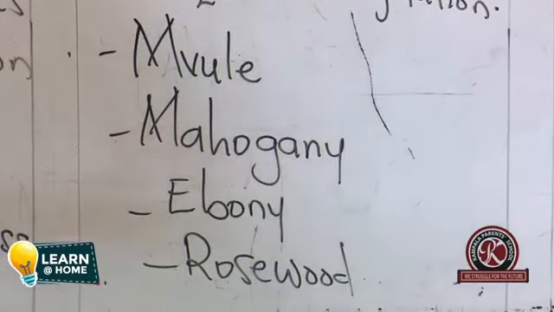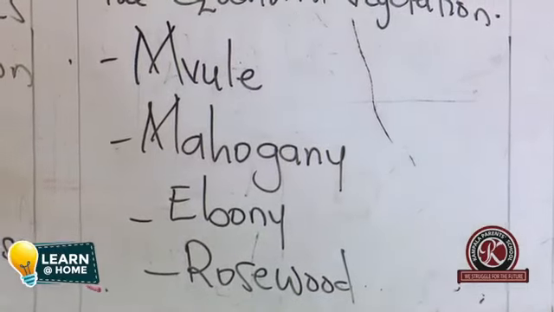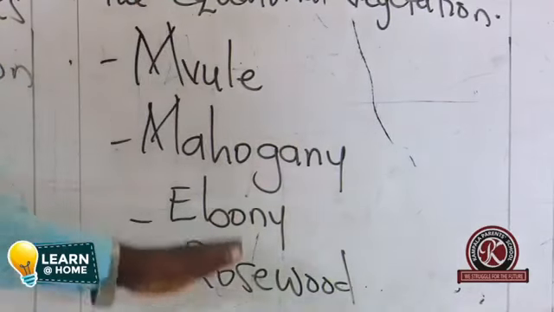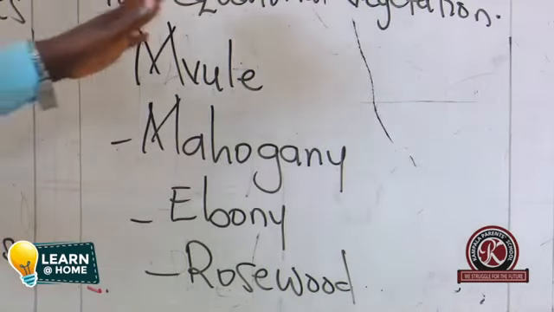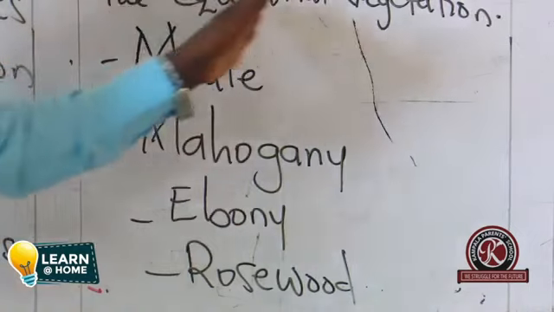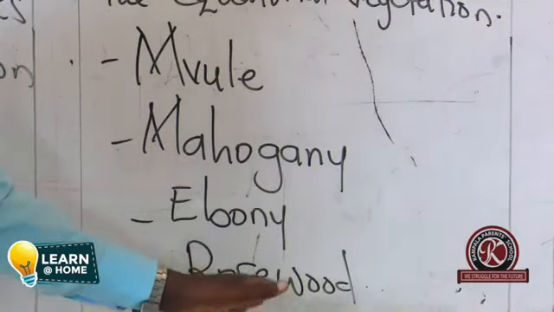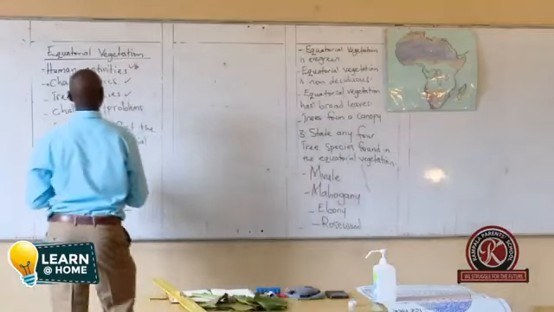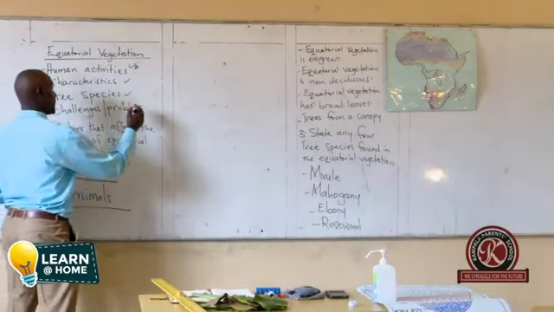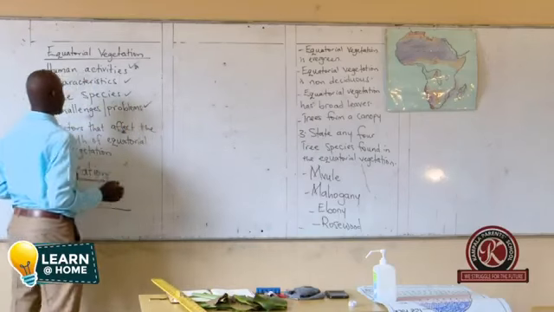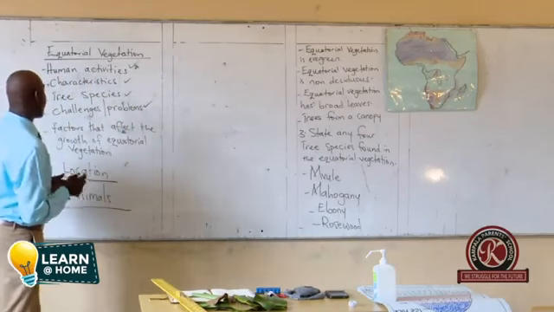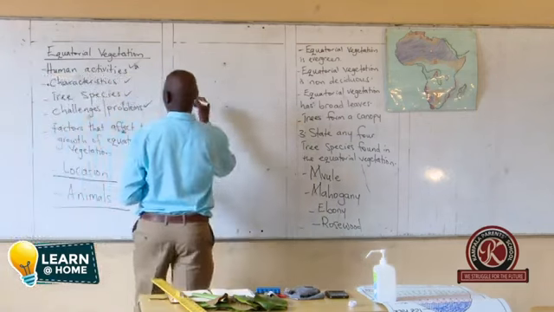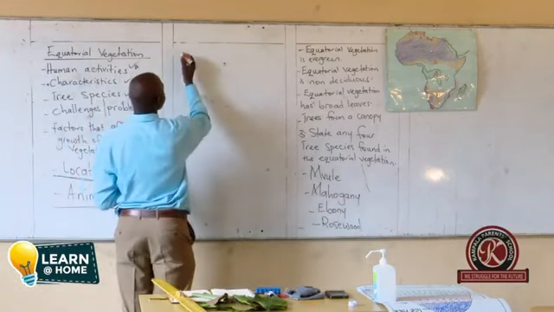We looked at natural vegetation and planted vegetation. We gave examples of planted and natural vegetation. So these ones are some of those we gave as tree species found in the equatorial region, and the same ones that provide us with hardwood timber. So we can also come back to our guide. We are going to look at challenges or problems faced by people in the equatorial vegetation. So we shall also have a question to guide us.